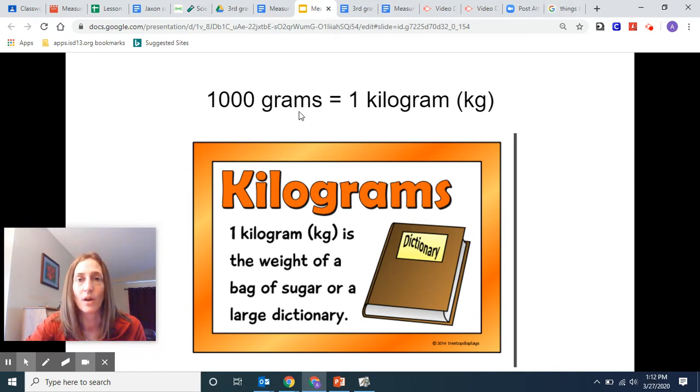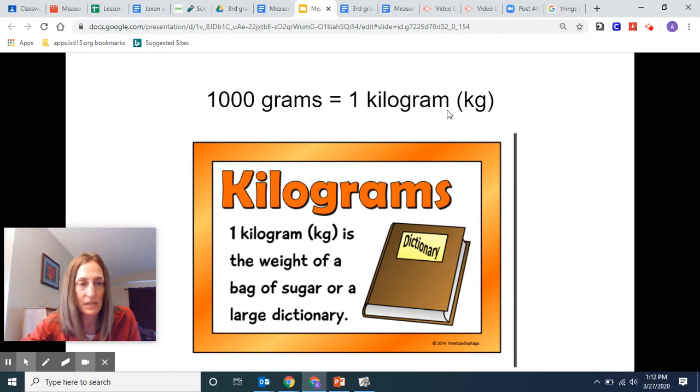Look at how, here we have the word grams, and inside of kilogram, we still have that word gram. This actually means 1,000 grams. This part, kilo, means 1,000. So this means 1,000 grams.